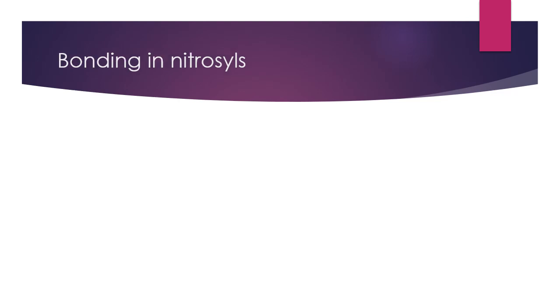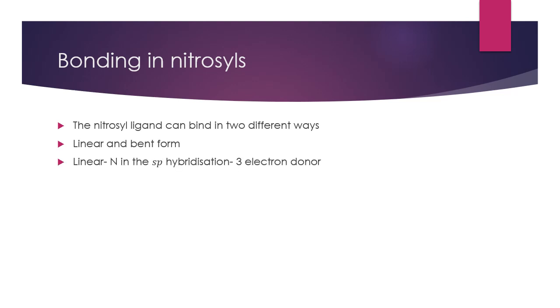Now let's see the bonding in nitrosyl compounds. The nitrosyl ligand can bind in two different ways with the metal atom or ion. The first one is the linear form, and the second one is the bent form. In the linear form, the nitrogen atom in the NO molecule is in the sp hybridized state, and it acts as a 3 electron donor. Now let's see the hybridization or the type of bonding in the linear form.